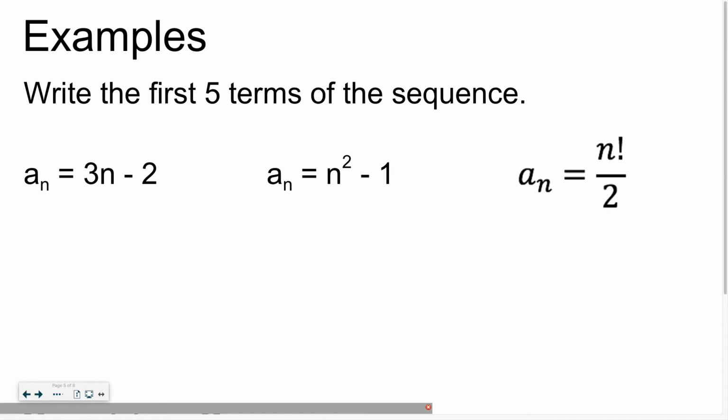Okay, let's write the first 5 terms of the sequence. Liam, you kind of asked this question: will I ever ask you to do more terms? I can ask all sorts of questions, but this is kind of like what you'll see in your homework. Notice this time they already gave us the rule. So now we don't have the list of numbers. We have the rule to generate the numbers.